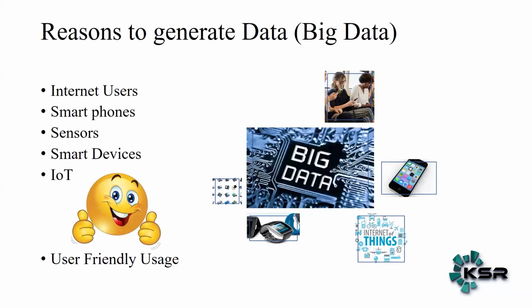Now, there is no word called data. Now everything has become big data. Right? What do you mean by big data? A data which is very big. Right? We are struggling to process, we are struggling to store, we are struggling to process. And you know what? The biggest culprit is internet users.